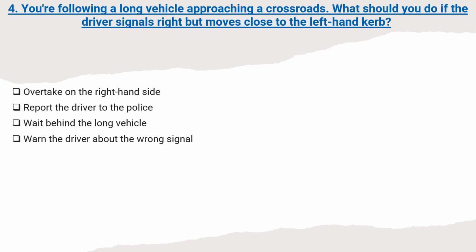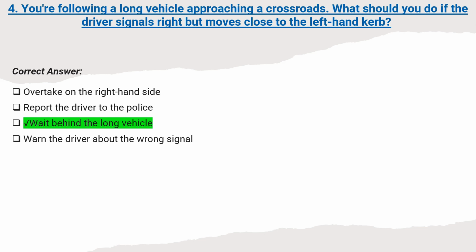4. You're following a long vehicle approaching a crossroads. What should you do if the driver signals right but moves close to the left-hand curb? Overtake on the right-hand side. Report the driver to the police. Wait behind the long vehicle. Warn the driver about the wrong signal. Correct answer: wait behind the long vehicle.